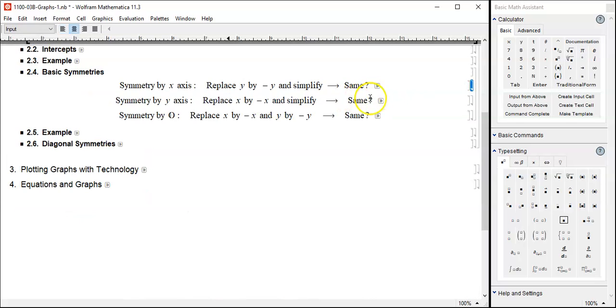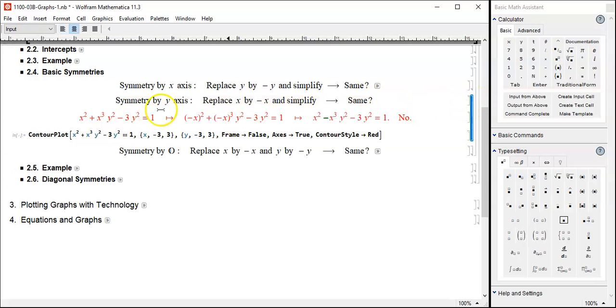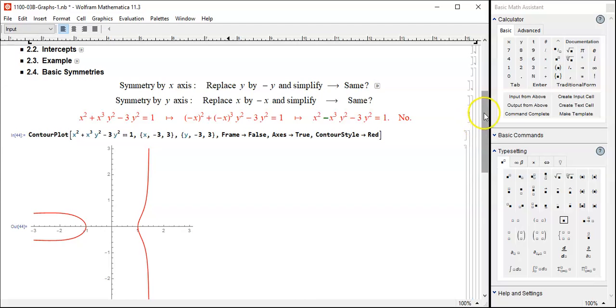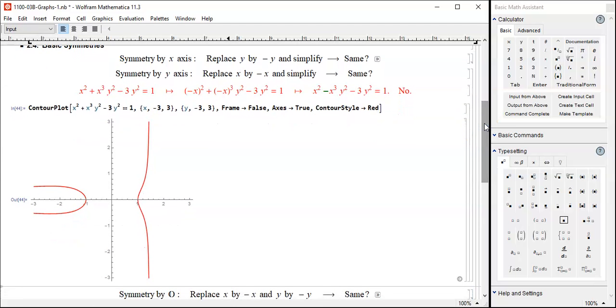How about the next example? Replace x by negative x. Do we have the same thing? Well, here's an example. Oh, same curve. Okay, let me use the same curve there. And then, does it look symmetric with respect to the y-axis?